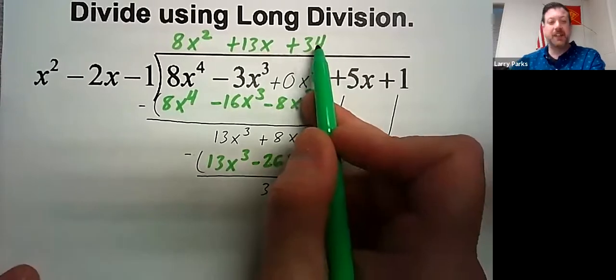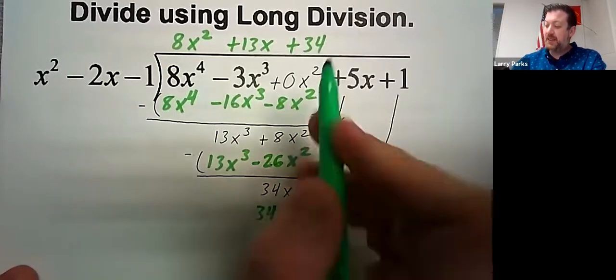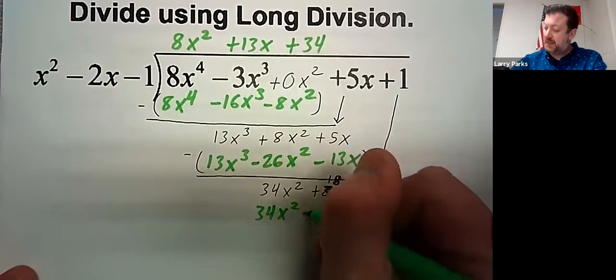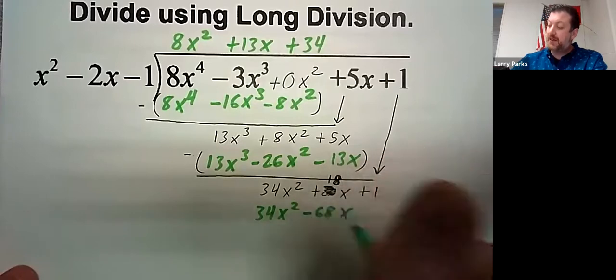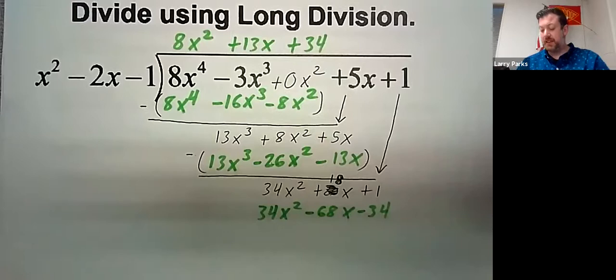Already did that. Okay, 34 times x squared, 34x squared. 34 times negative 2 is negative 68. 34 times negative 1. Take that away.